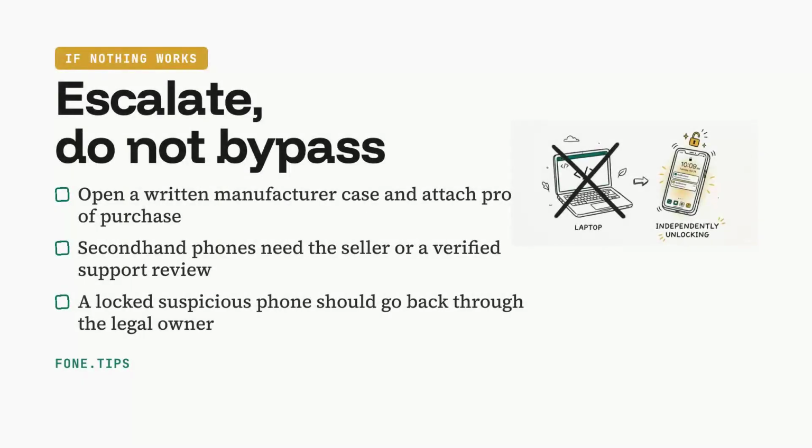If nothing works, escalate in writing with the manufacturer and attach every ownership record you have. For a secondhand phone, the prior owner may need to remove the lock. If the phone might be lost or stolen, the right move is to return it through the legal owner or local authorities, not to bypass it.